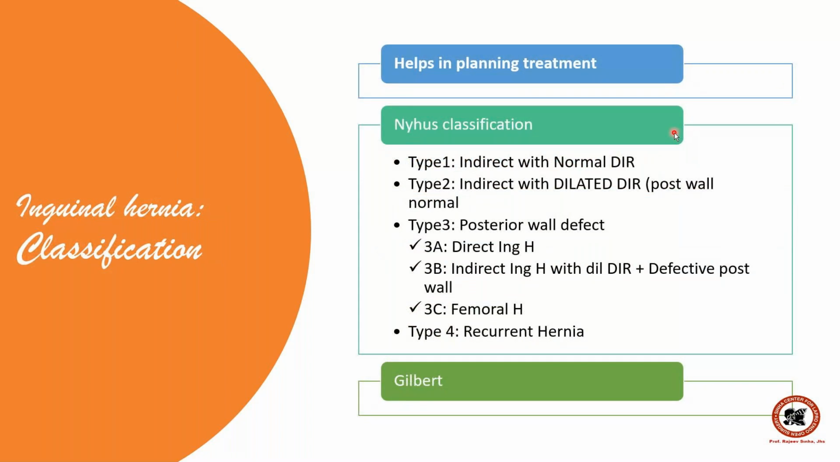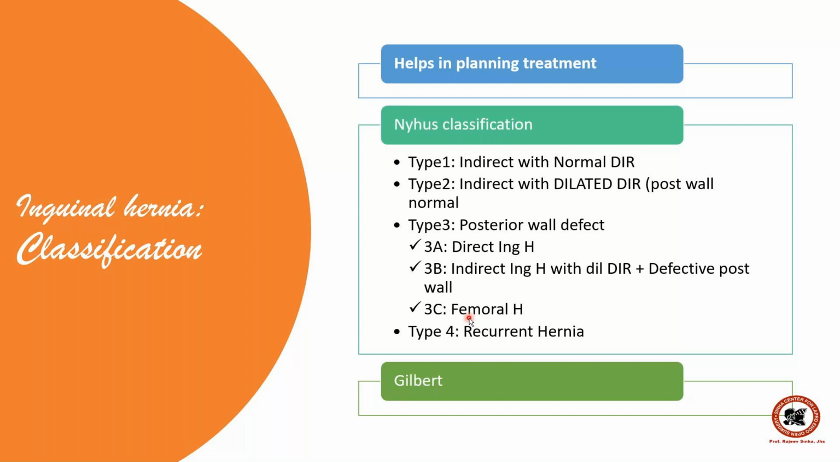So the classification of hernias, is it really required? It helps in planning treatment, and the most common is the Nyhus classification, where you have type 1, 2, 3, and type 4, which is a recurrent hernia. The types are all written out here. I'm not going to repeat them, but just remember that type 1 and 2 are indirect, and type 3 has direct, indirect, and femoral hernia, A, B, and C, and type 4. Gilbert's classification, and there are a score of other classifications, at least five, six more.